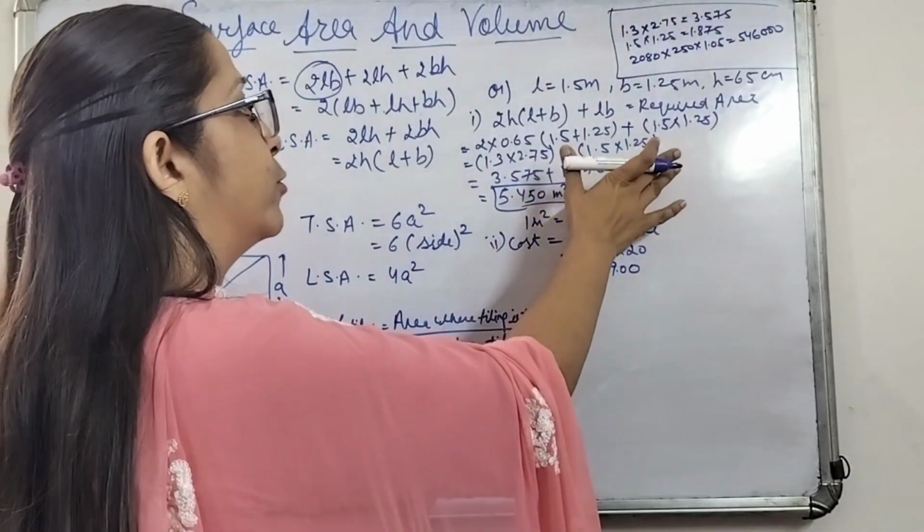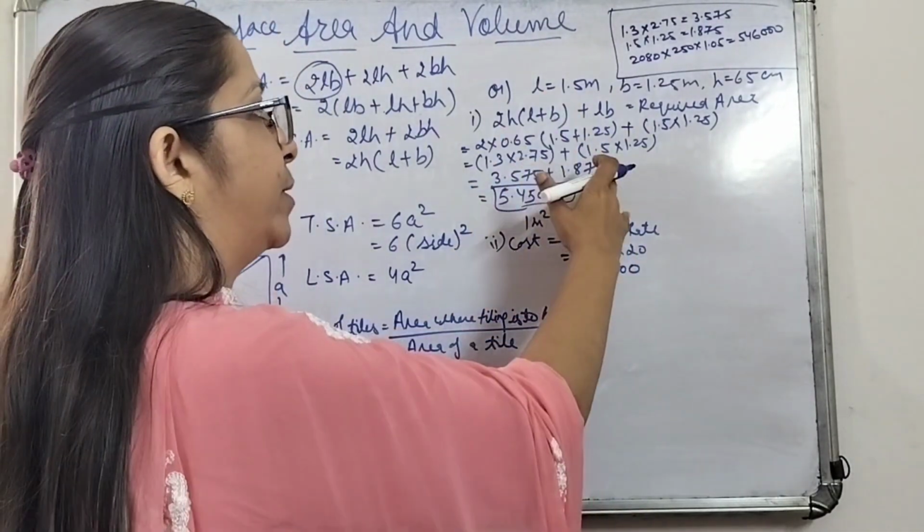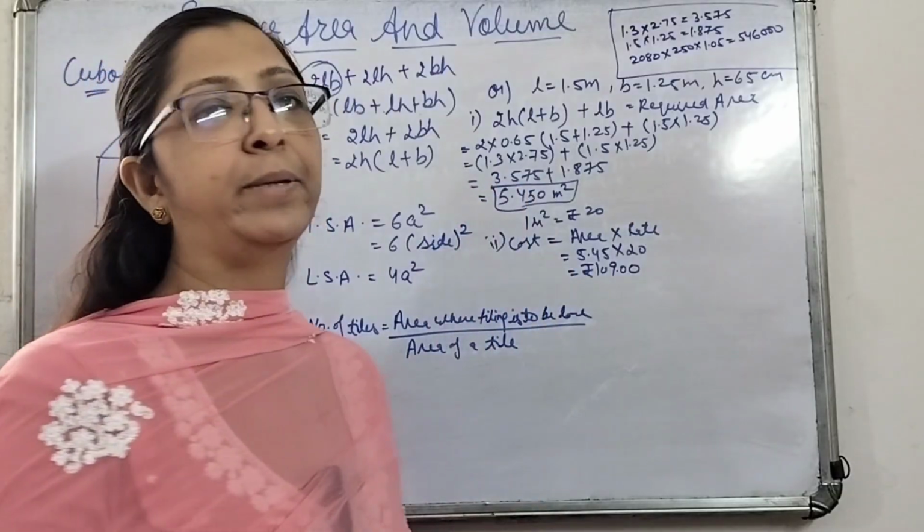So this is how you have to decide first which area is required. Accordingly, you will be making the formula, and then for finding the cost, you will be multiplying the area by the rate.